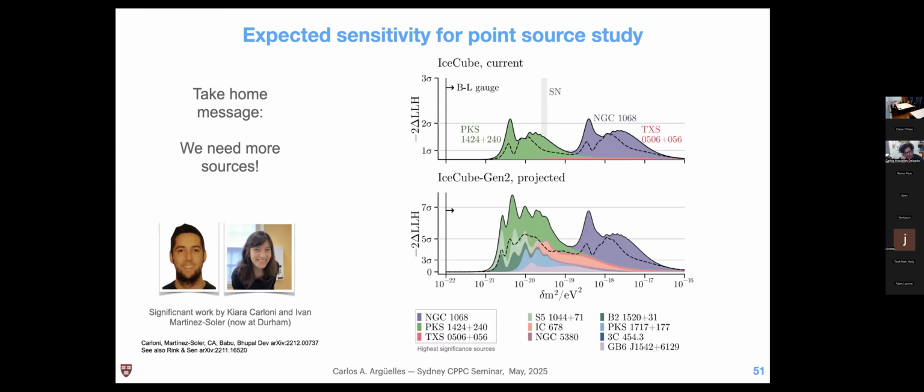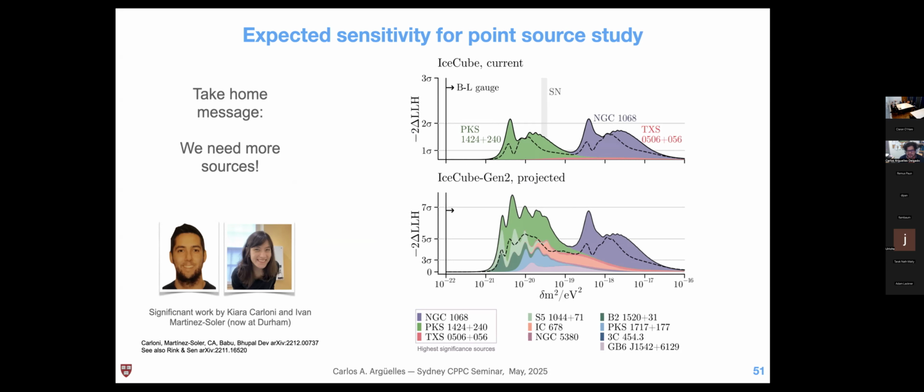This is done by Kiara and Ivan. With this analysis we study the sensitivity of IceCube and then the IceCube projection to this signature. So the top figure shows you the significance as a function of the mass squared difference. For the sources that are more significant, so this NGC and TXS, I didn't talk about this PKS source, but these are the most significant sources.